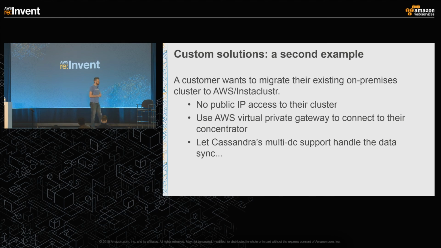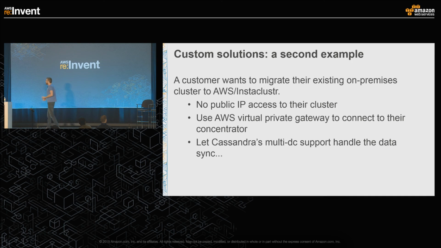A second example, and this is probably the best one because it really illustrates the usefulness of multi-tenanting by using VPCs, and also shows how you can isolate custom or one-off solutions to a given customer. Let's say we have a customer who wants to migrate their existing on-premise service onto AWS, onto our own service. They've got no public IP access within their cluster. It's within their own private data center. So we can't just set up a public IP, multi-region cluster like we would normally do.